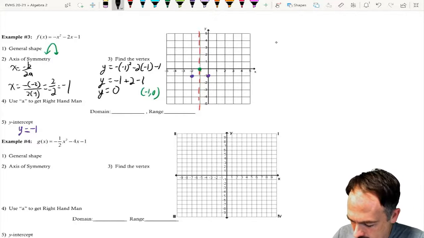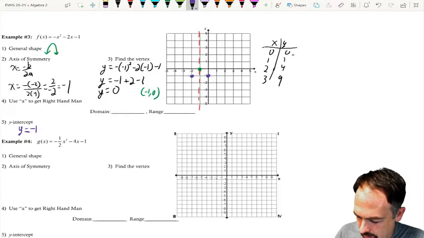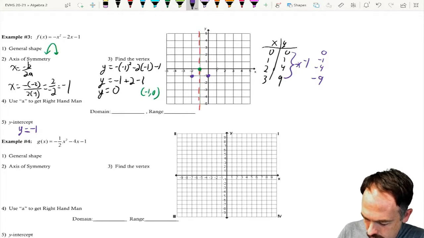Now I'm going to go ahead and do the rest of this chart. 0, 1, 2, and 3. So that's 0, 1, 4, 9. Now in this case, I'm going to take all those and multiply them by -1 to get 0, -1, -4, and -9. So it looks like the only one I can really do here is 2, -4, 1, 2, 1, 2, 3, 4, and then reflect that over to there. There's my graph.